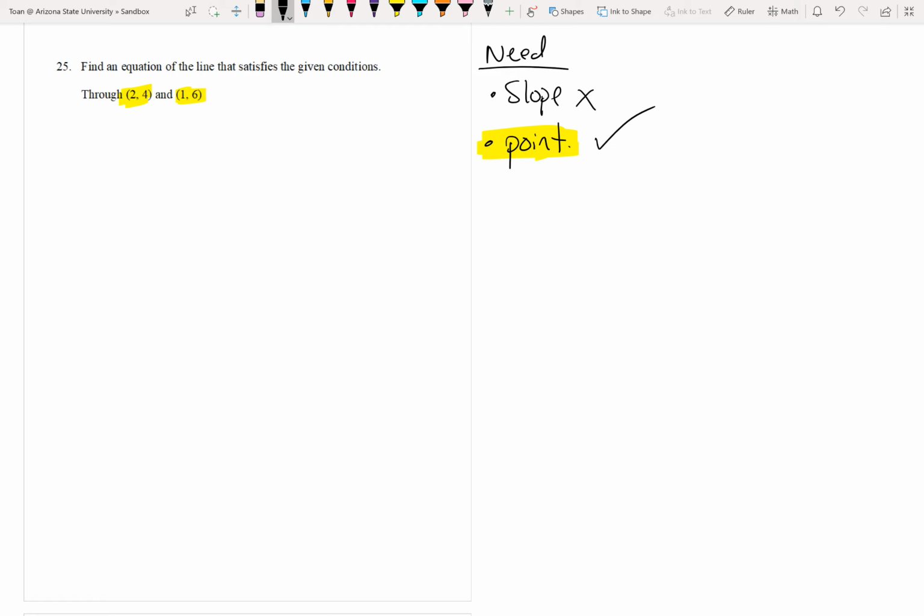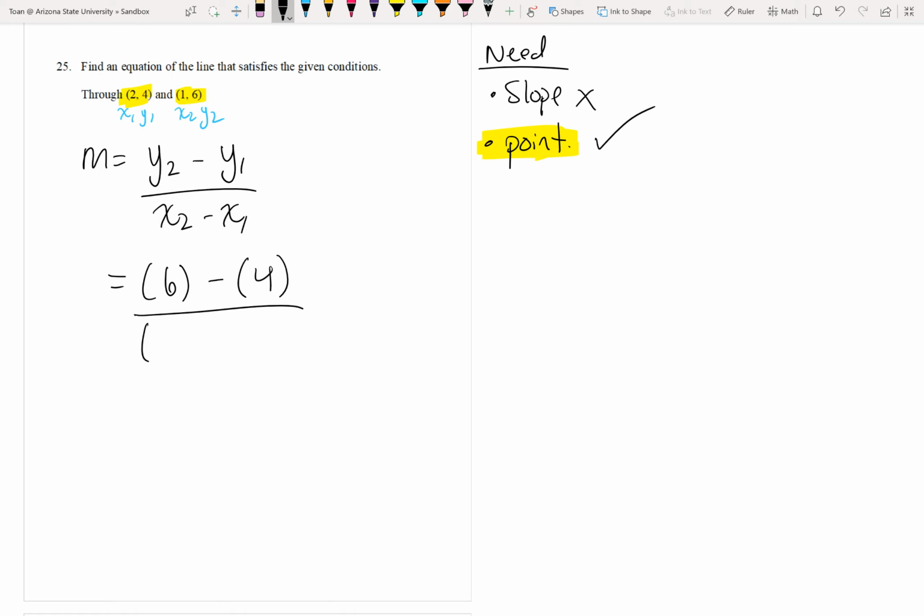Well, you have 2 points. You want a slope. Hopefully that makes you think of the slope formula. It doesn't really matter which point you call 1 and 2. So I don't know, let's call this x1, y1. Let's call this x2, y2. And then just plug everything in. So y sub 2 is a 6, minus y sub 1 is a 4, over x sub 2 is a 1, minus x sub 1 is a 2. You do math, that gives you a 2 over negative 1, which is a negative 2.